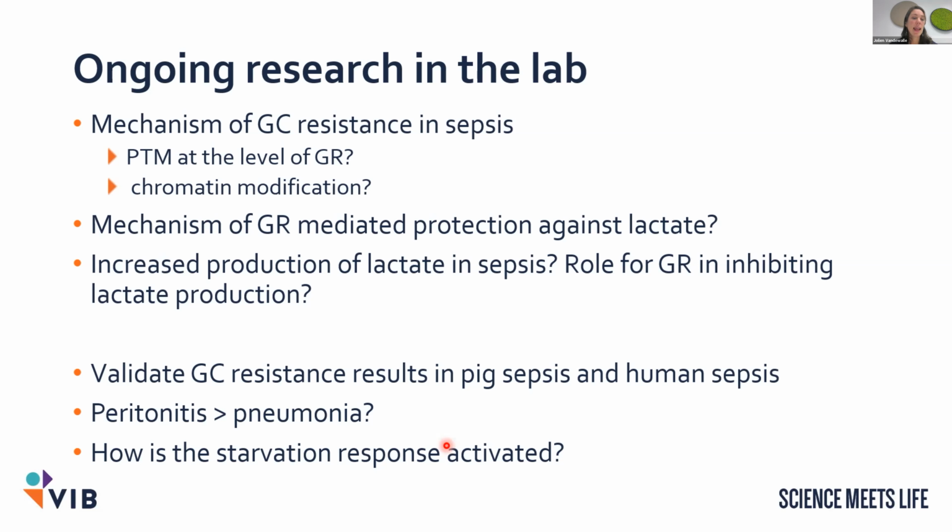We see that there is an increased production of lactate in sepsis, so GR is important for the clearance of lactate, but we also have some indications that GR is important to inhibit the increased lactate production in sepsis. We want to validate whether the glucocorticoid resistance in the liver is also occurring in a more biologically relevant model, like the pig sepsis model and also in human sepsis patients.